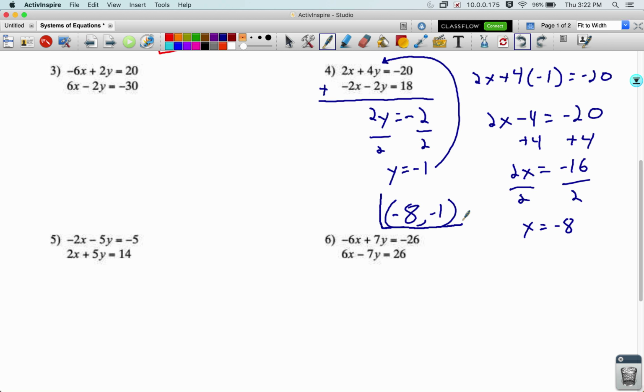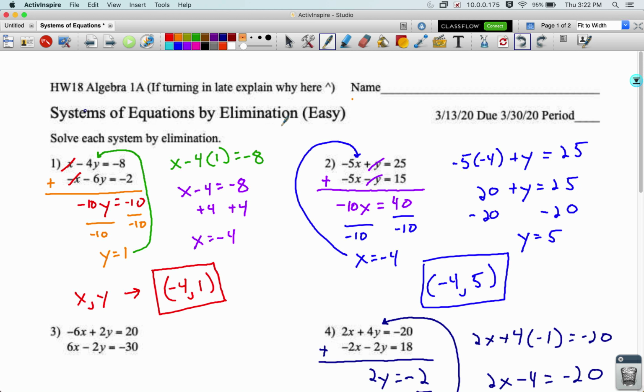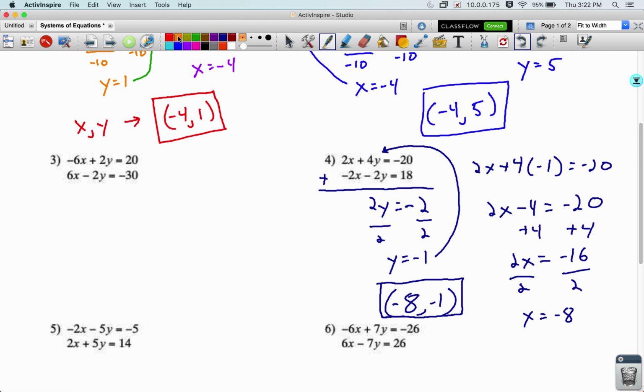Box my answer. Let's see, I know there's ones on here that have interesting solutions. Oh yeah, so 3 is a no solution if we look at the answer key. Let's go solve that one and see what that is. And 6 is infinite number of solutions. So let's solve 3. 3 is a case that's got an interesting result.